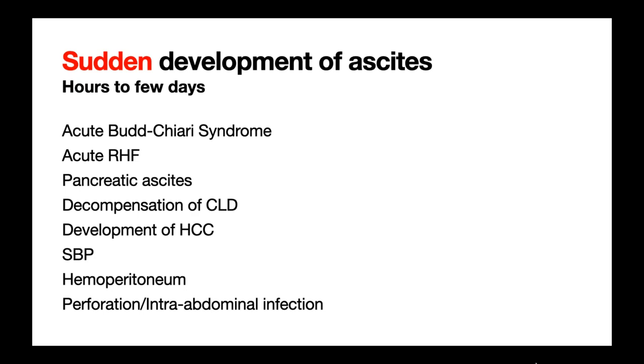Hemoperitoneum, obviously, if it is traumatic or due to a bleeding diathesis, again will develop very fast. Then if there is a perforation or intra-abdominal infection, again there is collection of fluid which gets infected, forms pus, and the patient will present within a few days.